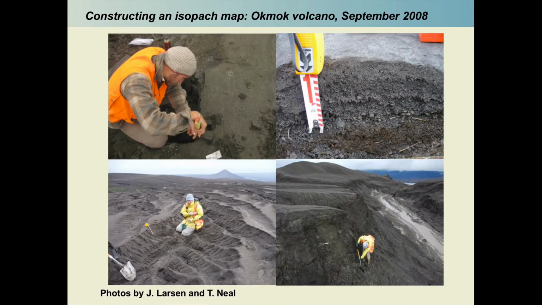All right, so right after that eruption in 2008, just a couple weeks after, I went out with my USGS AVO colleagues and we constructed an isopach map because we wanted to know the magnitude of this eruption, we wanted to know the total volume erupted, and we wanted to get an idea of what mechanism this eruption had, what its VEI number was.